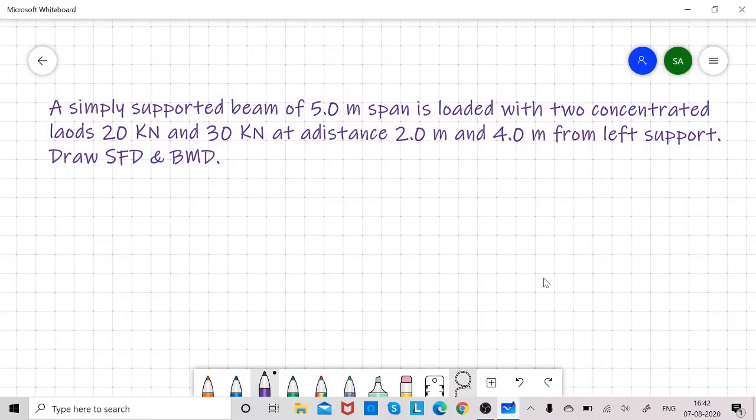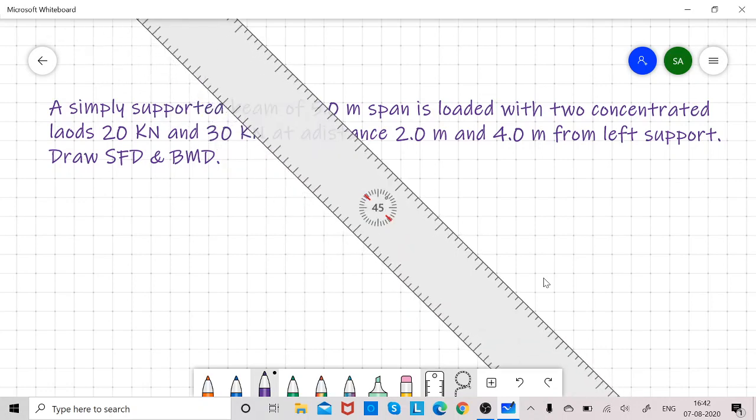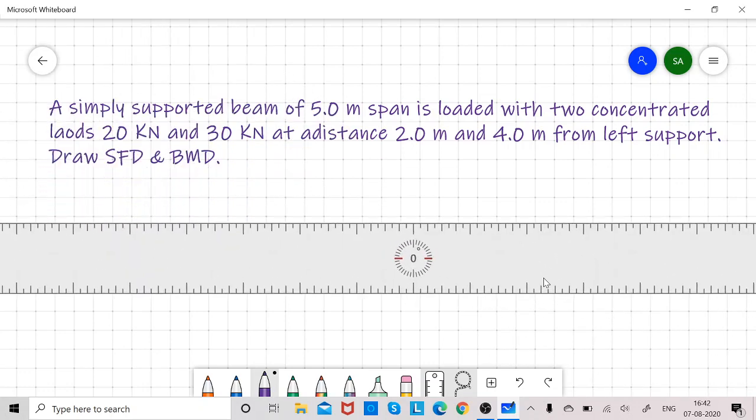Hello friends, today I am going to discuss with you how to draw shear force diagram and bending moment diagram for a simply supported beam loaded with concentrated loads. For that, we will consider one example.